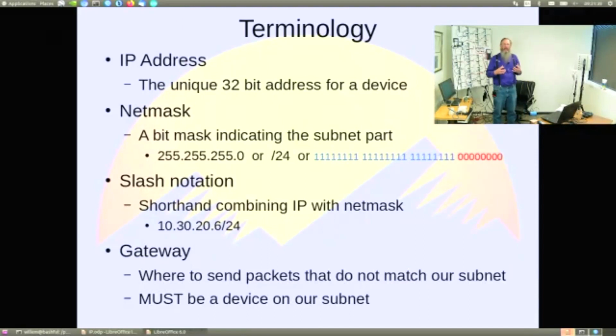The gateway has to be an address on your local subnet, right? Because you can only talk to devices on your local subnet, including the gateway. However, the gateway is that clever piece of hardware that says, well, I don't know where to send this, but the gateway knows, right? So the gateway is where we're going to send the traffic that we don't know what to deal with.